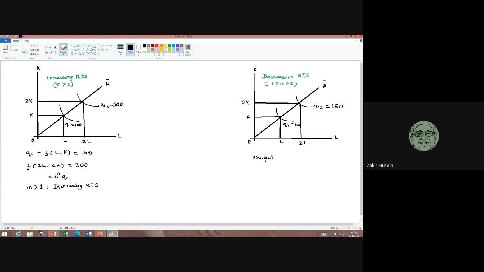So output increases, but by less than lambda times. Okay, is this clear?